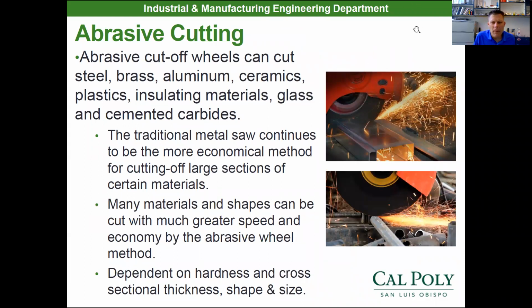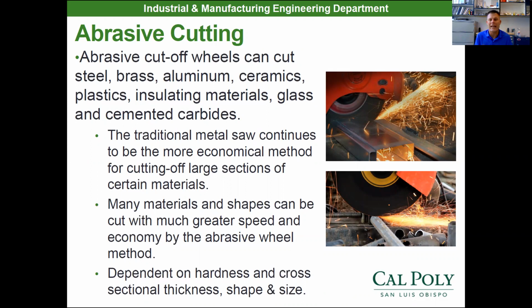Now, if you remember when we talked about sawing, they make abrasive saws as well. They're called cutoff wheels. If you've ever used one on a Dremel tool, that little abrasive disc that cuts things, all it is is an abrasive mounted to a wheel or a disc. And cutoff wheels can cut steel, brass, and aluminum.